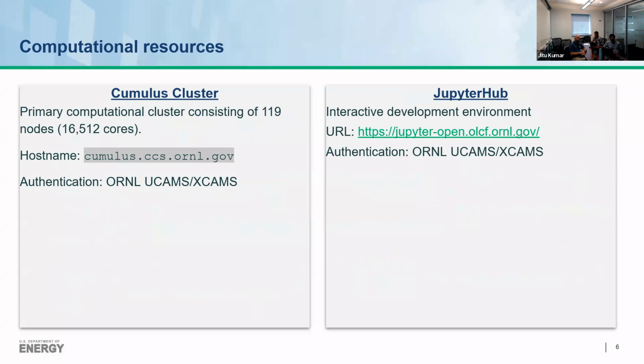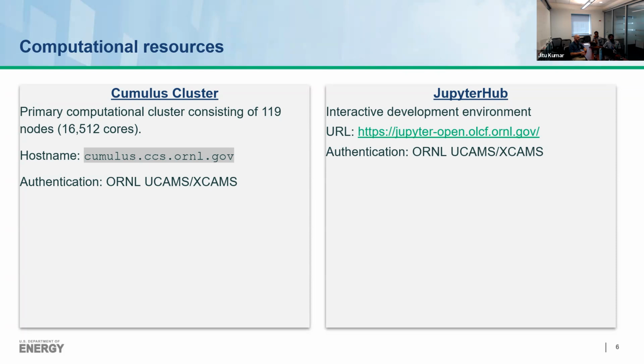ARM maintains two primary computational resources, and these are the ones that we are going to talk about today. The Cumulus cluster, which is a very traditional Linux cluster that has 119 nodes with a total of about 16,000 processing cores. So this is the main workhorse that ARM has available for all its users.